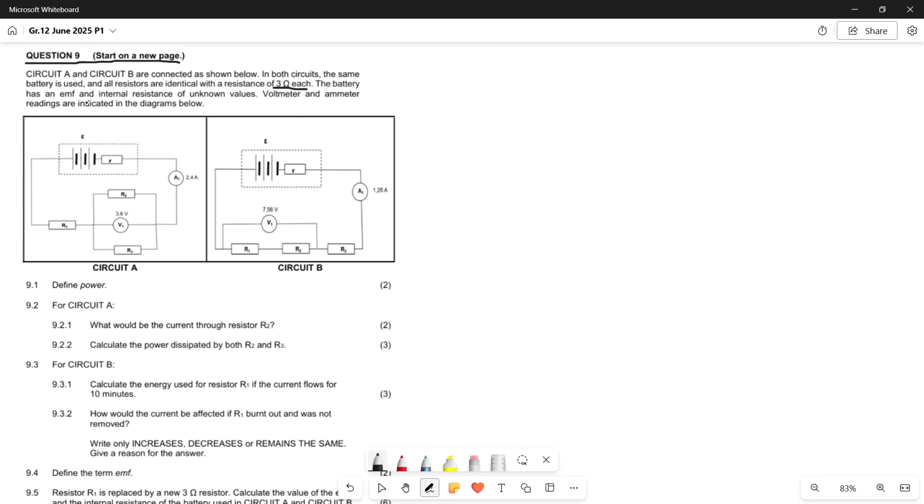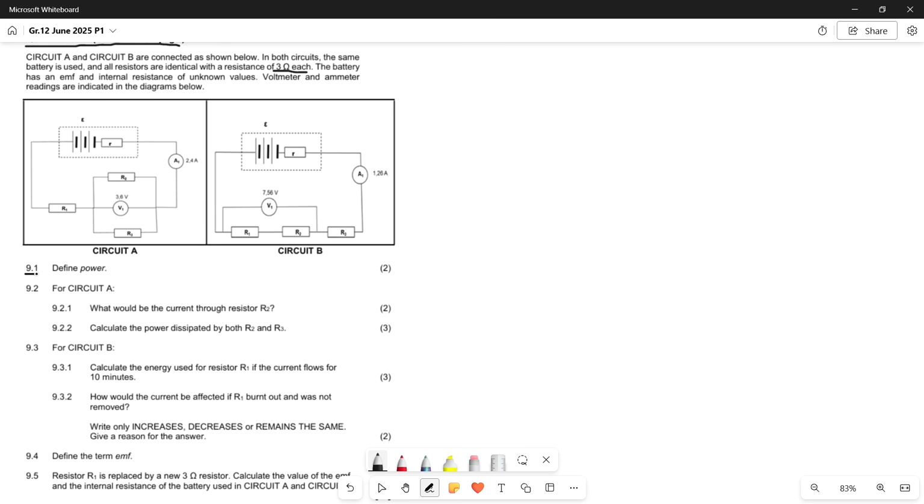The battery has an EMF and internal resistance of unknown values, and voltmeter and ammeter readings are indicated in the diagrams below. So we have a voltmeter reading of 3.6 volts over here and 2.4 amps over there in this circuit, and then a voltmeter reading of 7.56 volts over here and an ammeter reading of 1.26 over there. So there are different voltmeter and ammeter readings because the resistors are in different arrangements.